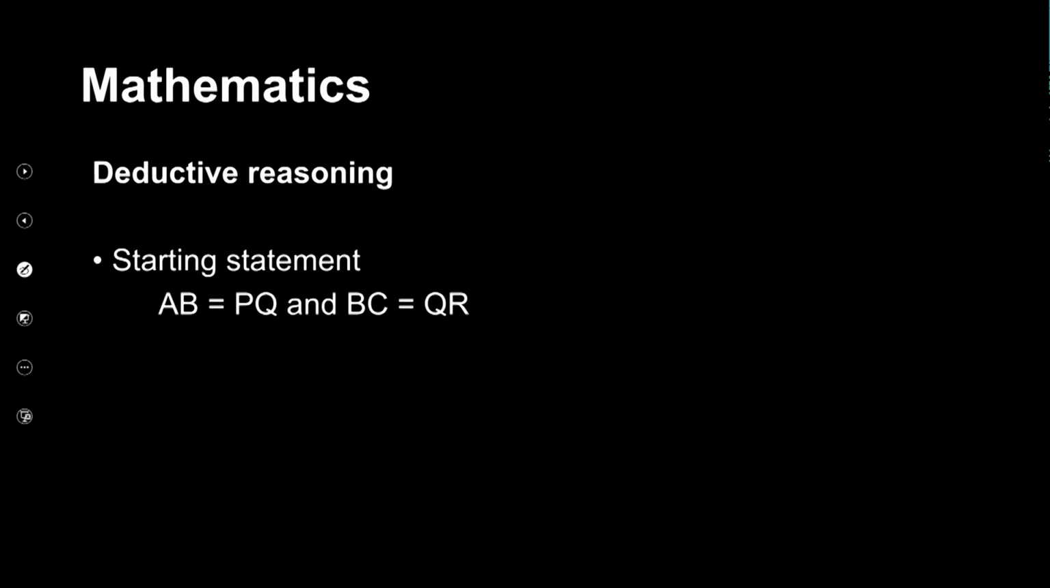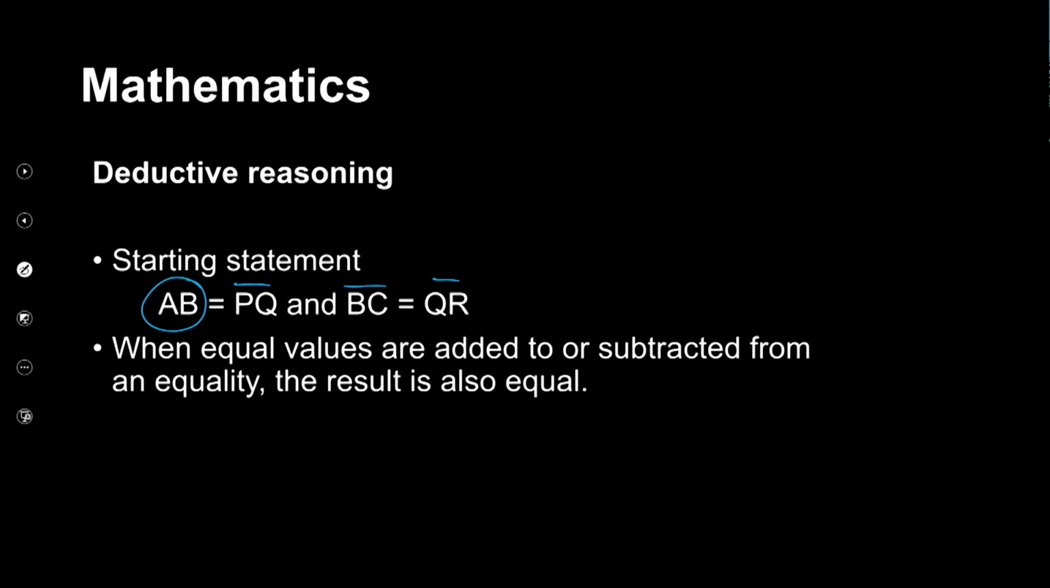If I have also certain lines being equal to other lines, right? AB, this is a length, is equal to PQ, that's a length as well. This is a length, that is a length. Then, when equal values are added to or subtracted from this equality, the result is also equal.